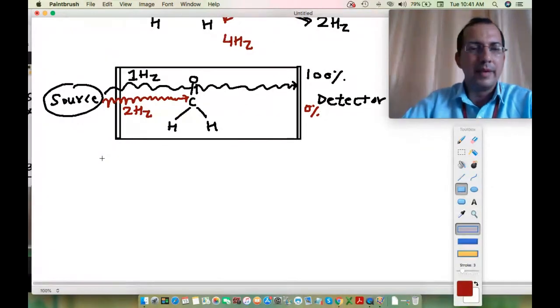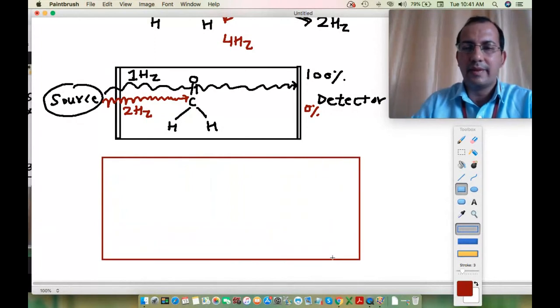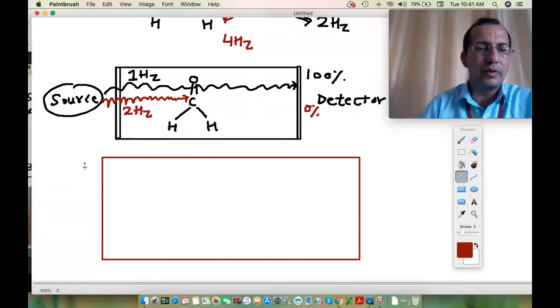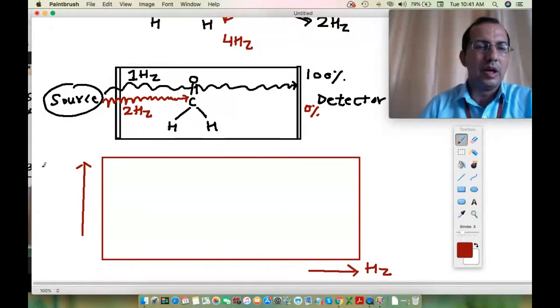That will be helpful, the same situation. Let's try to make a graph of this. What will happen in this case: you would have the y-axis and the x-axis. Along the x-axis you would have the frequency, which is in hertz. Along the y-axis you have percentage transmission.